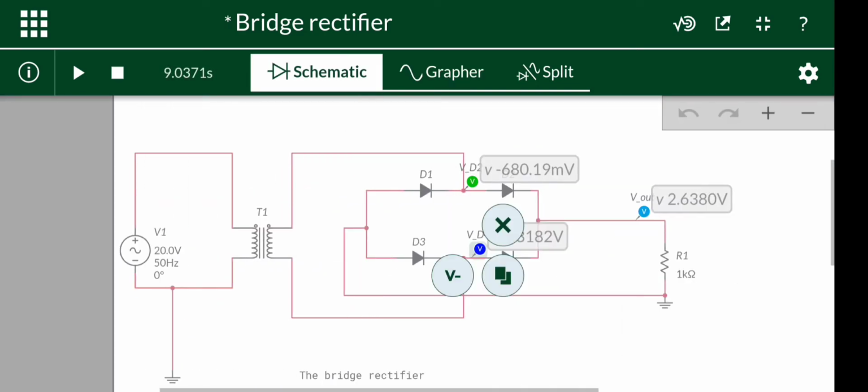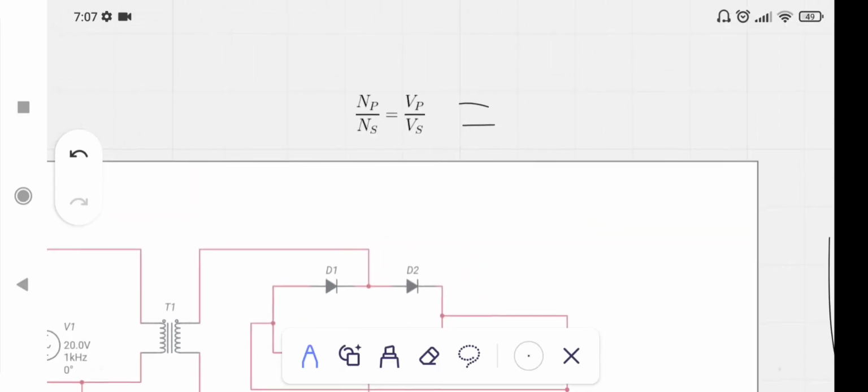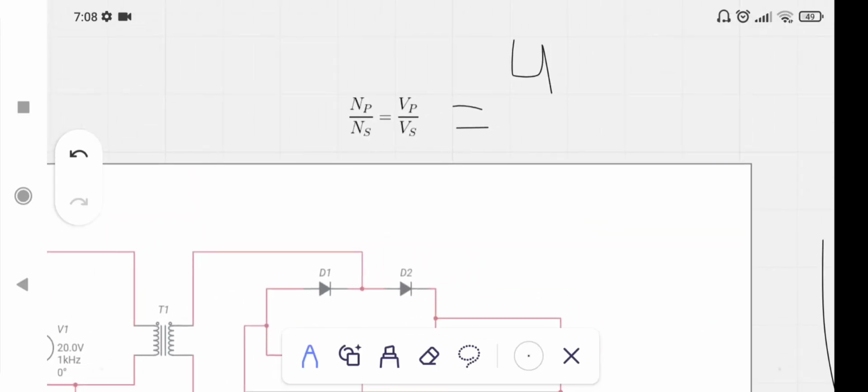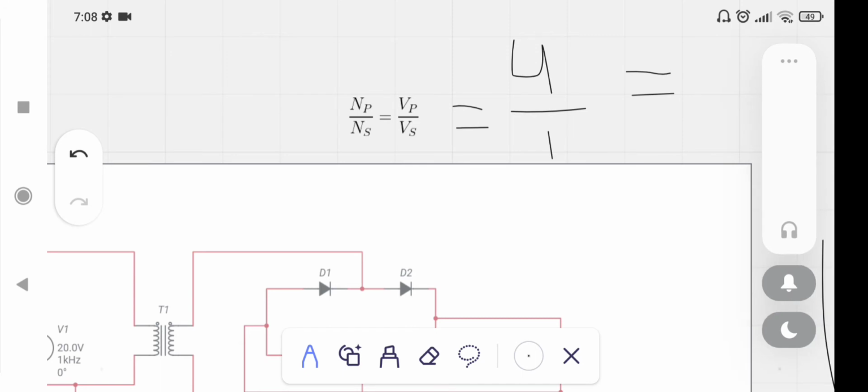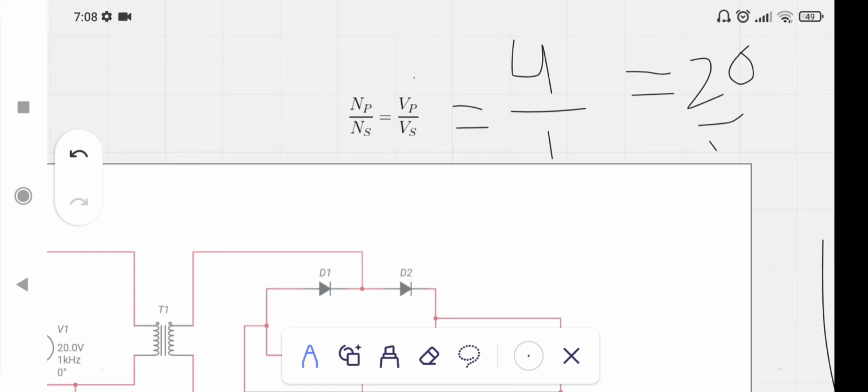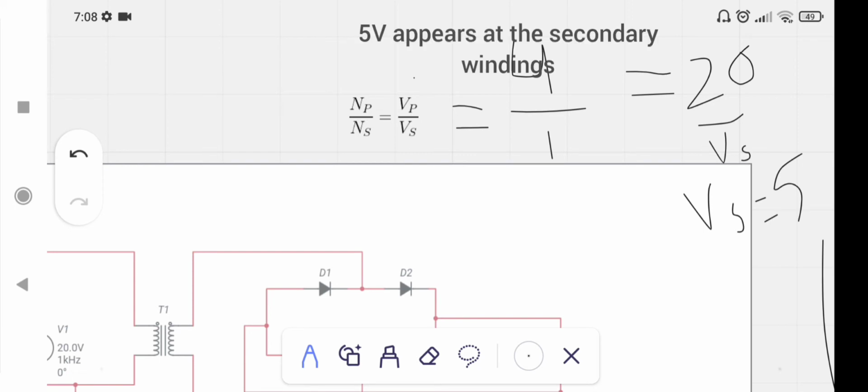Now come to the next part. This is the transformer turns ratio. 4 primary turns. The primary voltage is 20 volts peak, and the secondary voltage is going to be 5 volts.